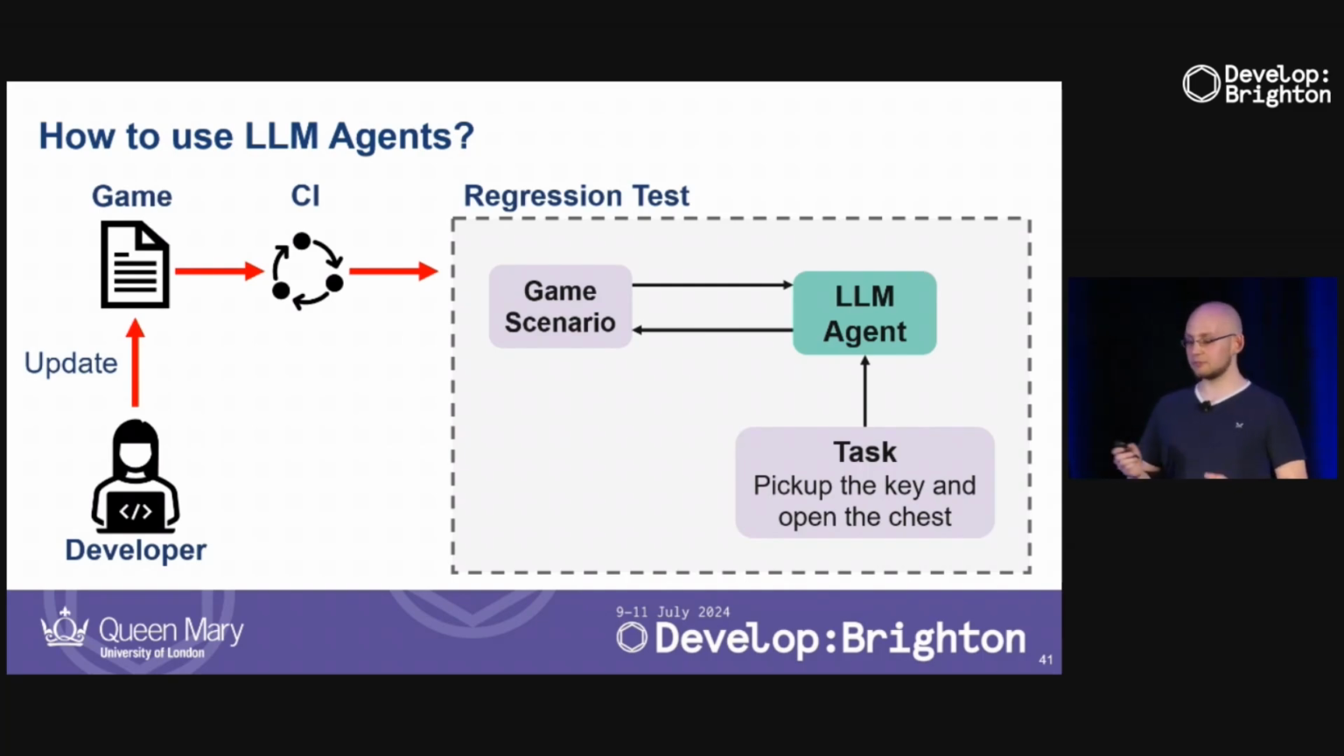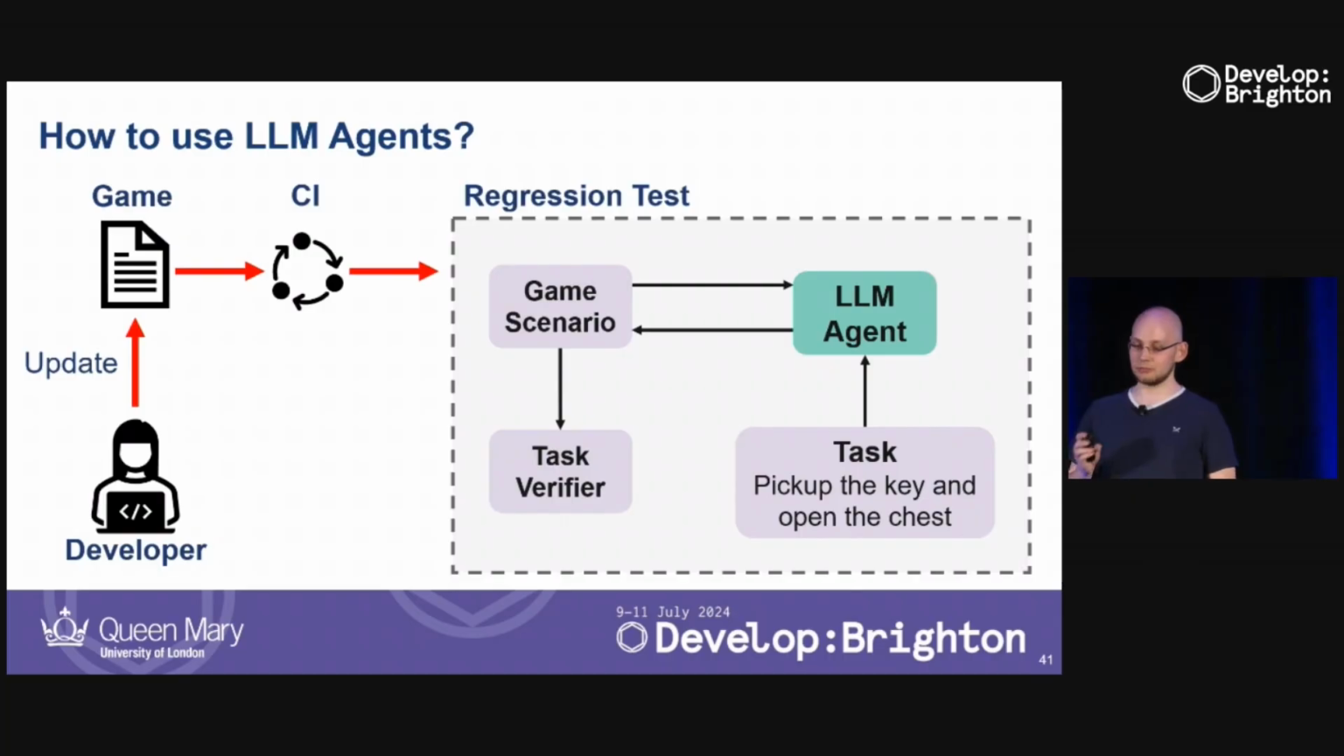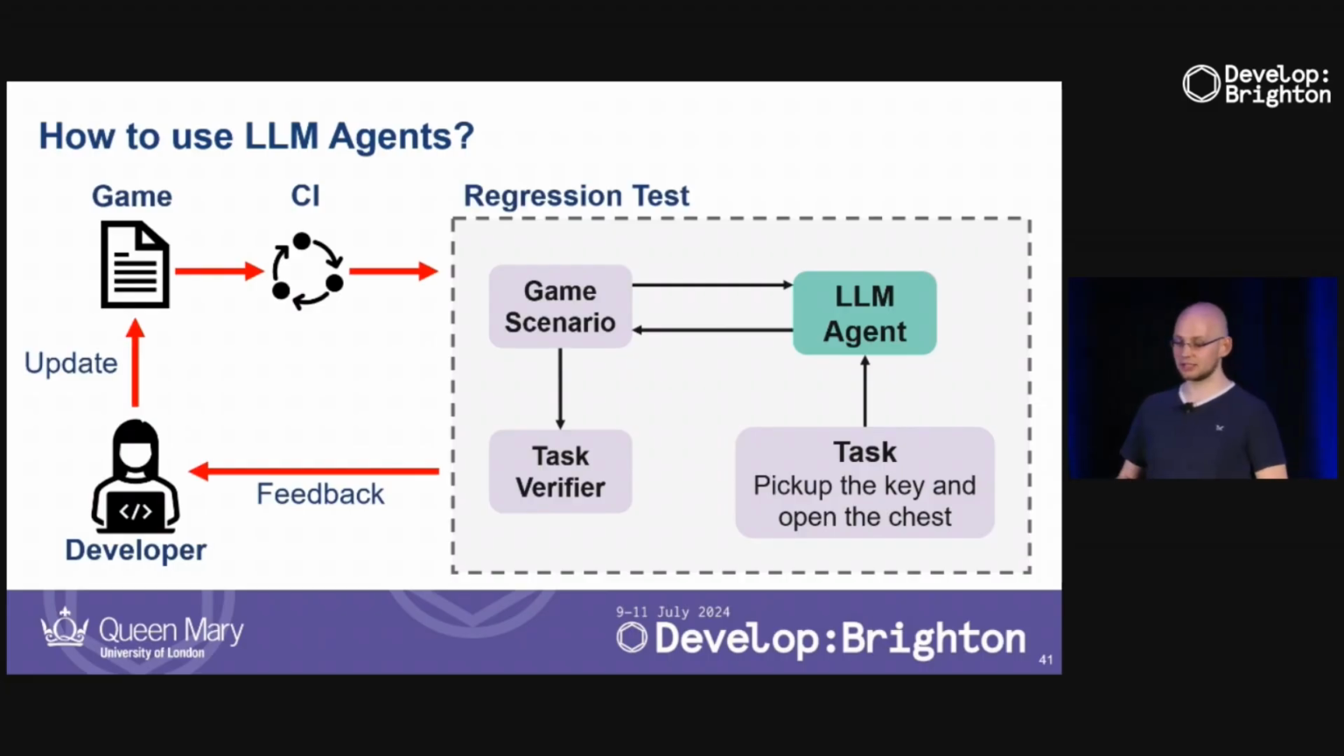Now, sadly, we still have to do some more manual work, which is to actually verify if whatever we were trying to test was actually achieved. So we have to manually implement some kind of task verifier, which should be very easy to do, such as in this case, we can just check, is the chest actually open? Then the task was probably accomplished. So it's much easier than actually having to implement the agent ourselves. And finally, of course, our developer receives some kind of feedback so they can keep updating the game.